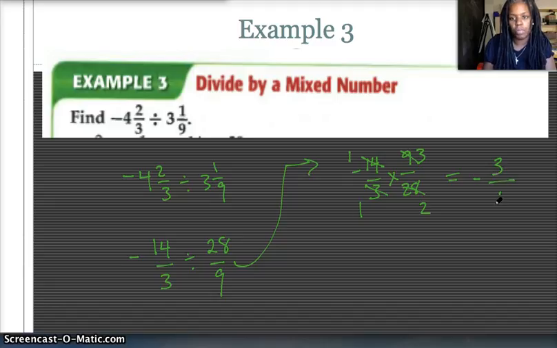And 1 times 2 gives me 2. Did I mention that I don't mind if you leave it as an improper fraction, particularly if you weren't asked to do anything with it? So I'm actually really comfortable with this answer as negative 3 over 2.